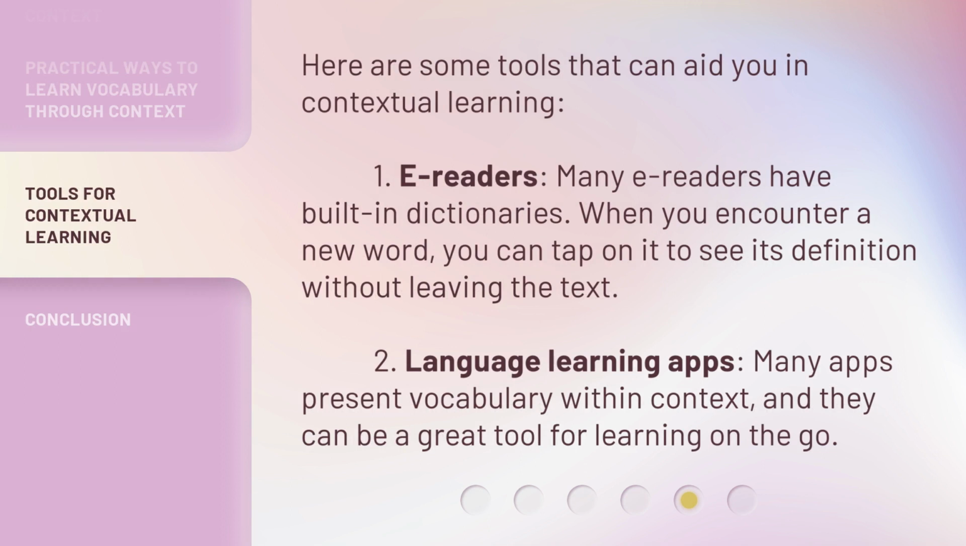Here are some tools that can aid you in contextual learning. 1. E-readers. Many e-readers have built-in dictionaries. When you encounter a new word, you can tap on it to see its definition without leaving the text. 2. Language learning apps. Many apps present vocabulary within context, and they can be a great tool for learning on the go.